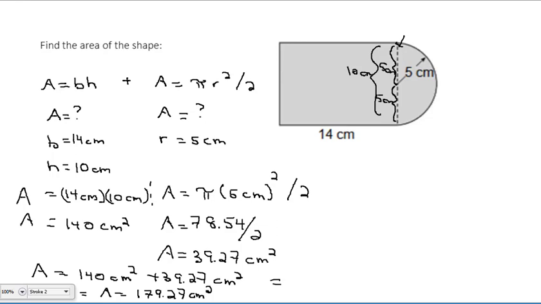So if this is a word problem, we would then write a sentence answer. The area of this shape is 179.27 centimeters squared.